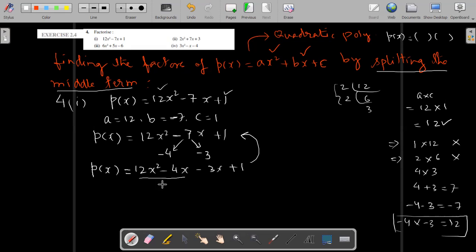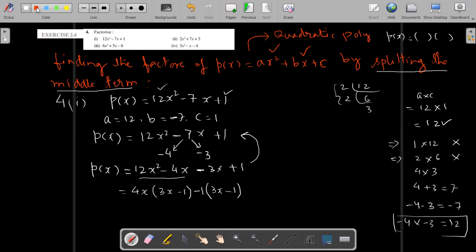You will take common from these two terms. What is common? You have to decide, 4x, that you did in class 8. So 4x common, 3x minus 1 will be left. And remember this point: whenever in any question you get a minus here, you have to take minus common first. When minus 1 is common, the sign will change. This minus will become plus and this plus will become minus.